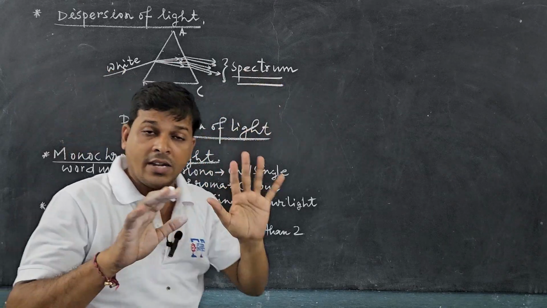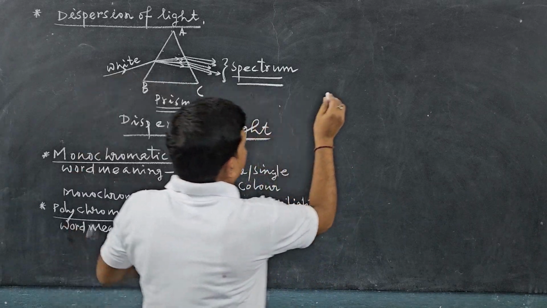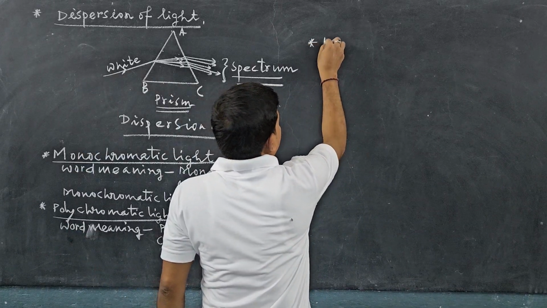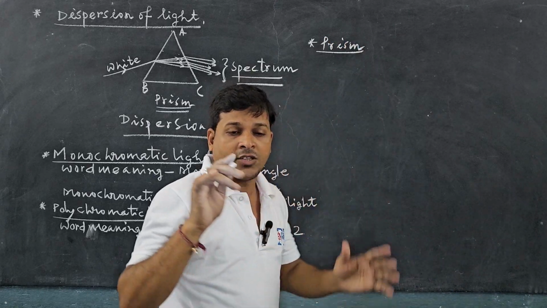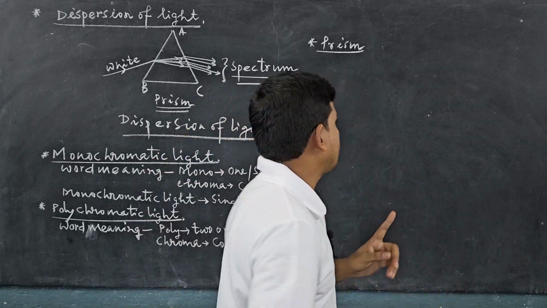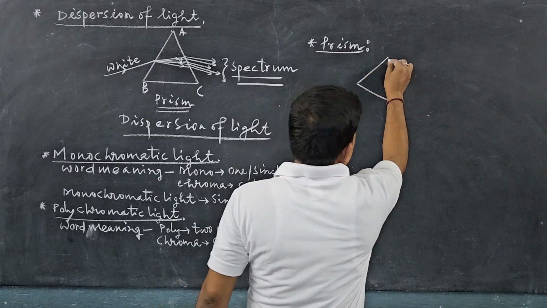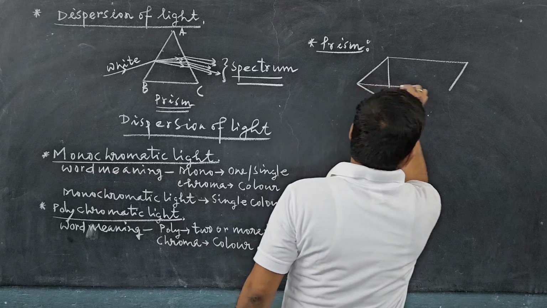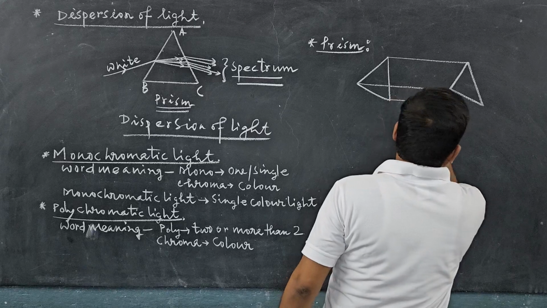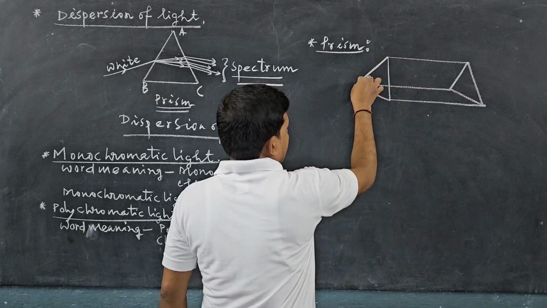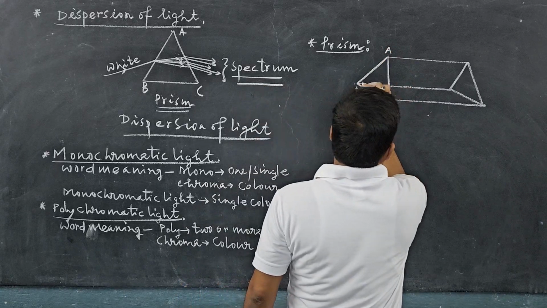But this spectrum may be of different types. Before going to this, we have to know the prism. Actually, the prism has two triangular surfaces and three rectangular surfaces. Let us see a dispersive medium made of glass, which has two triangular surfaces. This one is a triangular surface, let it be ABC, and three rectangular surfaces.